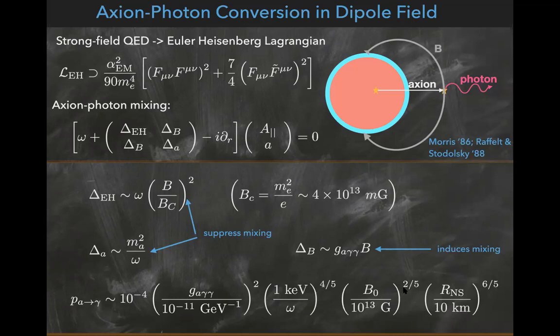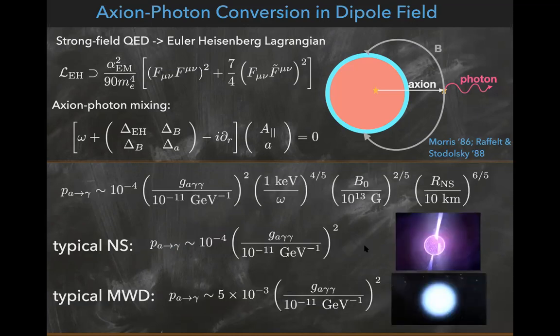But the reason it scales so slowly with magnetic field is that the Euler-Heisenberg term suppresses mixing and becomes more important at larger magnetic fields. So you have a competition between this term and the one which induces mixing. So this is interesting because it turns out a white dwarf is actually better at converting axions to photons than a neutron star. So for a typical neutron star, as I said, you'd have a conversion probability on the order of 10 to the minus 4.